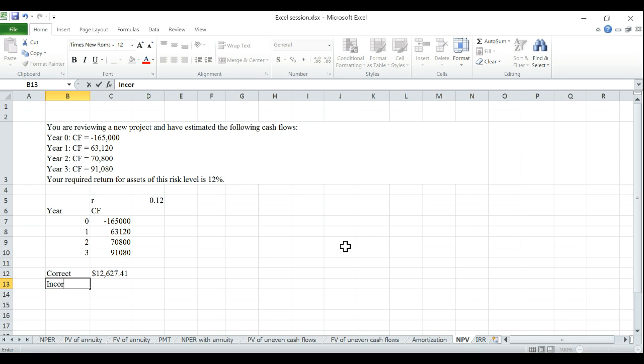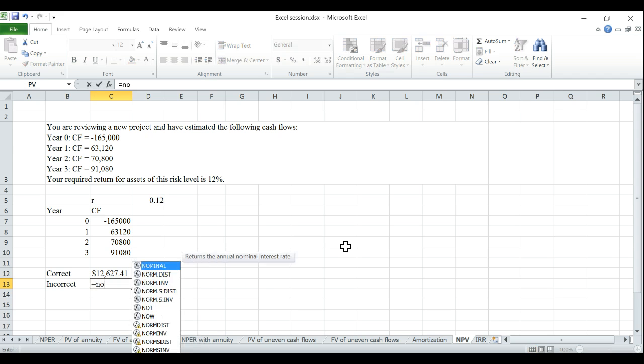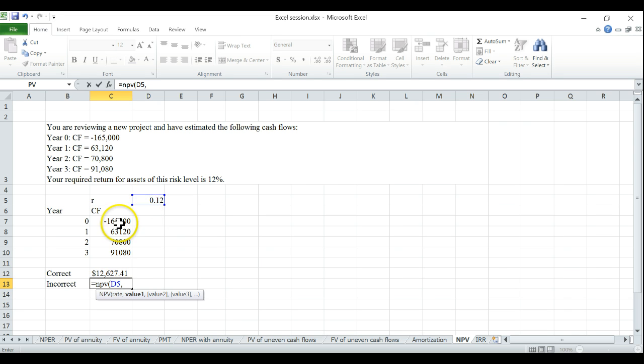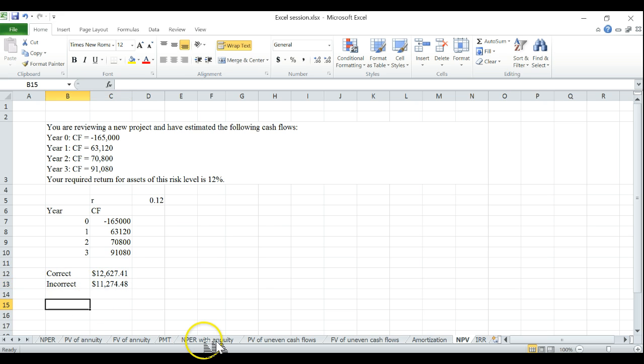Just to show you, this is the correct answer. It would be incorrect if you had done it using equals net present value, and said my rate is in cell D5 and all the values of the cash flows are here. This is incorrect because now it assumes that your investment of $165,000 is at time period 1, because that's taken as value 1. So make sure that you don't make that mistake.